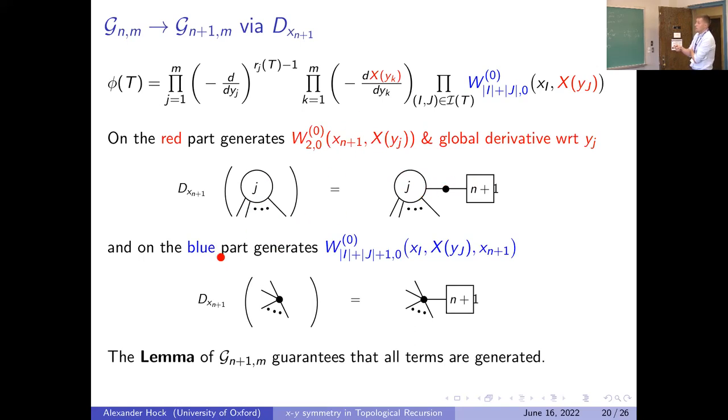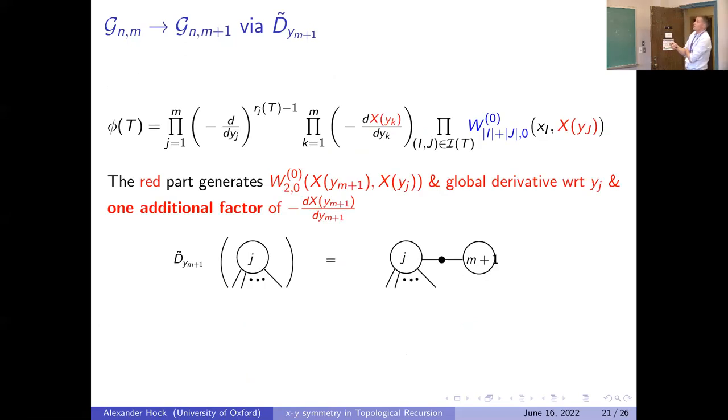Okay? Or you can have the action of dxn plus 1 on this function, which is just connecting this white square vertex to the black vertex, which is just adding to the previous function xn plus 1 here. And then the lemma I stated before said that both cases together generate the whole set gn plus 1m. This is then the proof here.